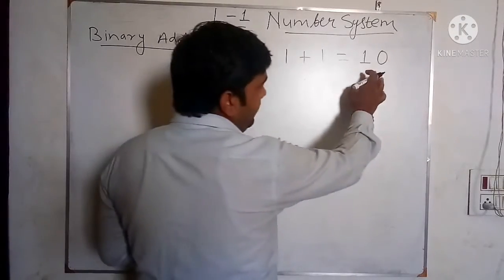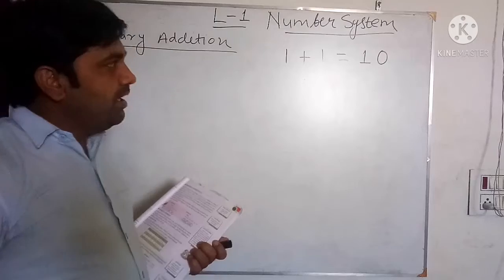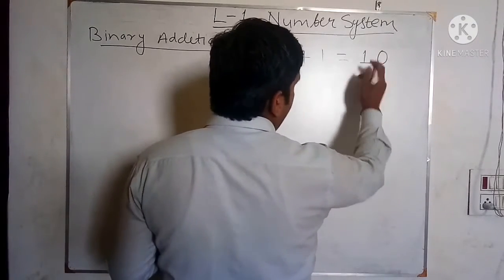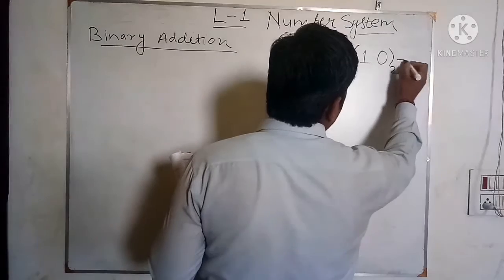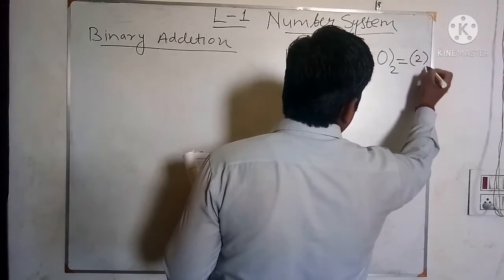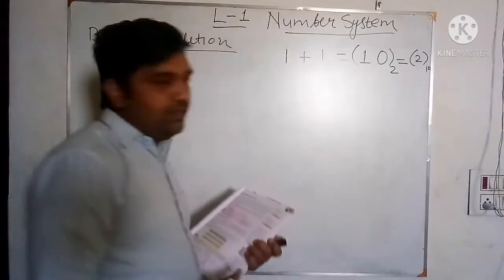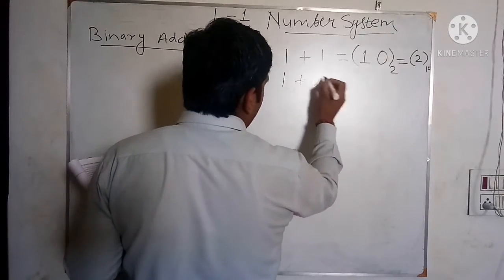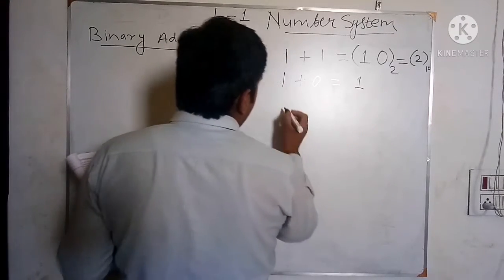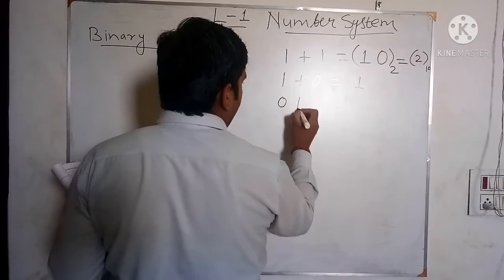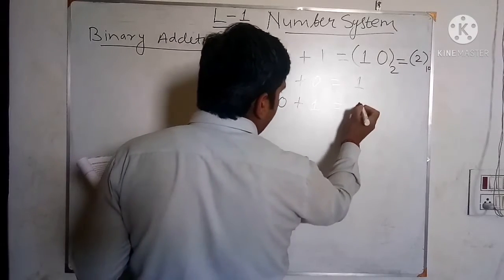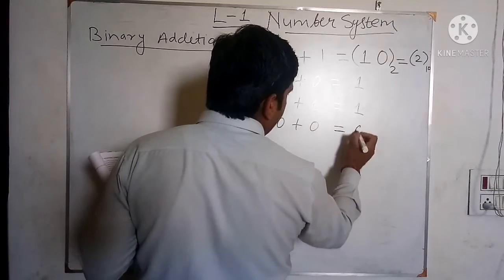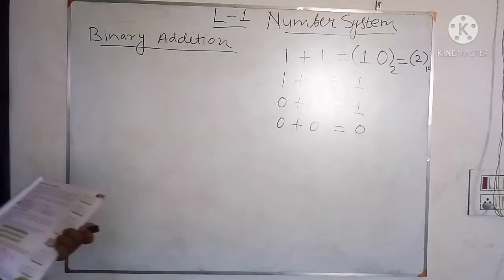So 10 here is in binary, but in decimal its value is 2. 1 plus 1 gives you 2. In the decimal number system the value of 10 is 2. Now 1 plus 0: if you add 1 plus 0 you will get 1 only. If you add 0 plus 1 then also you will get 1 only. If you add 0 plus 0, both bits are 0, you will get 0 only. So that is the binary addition.